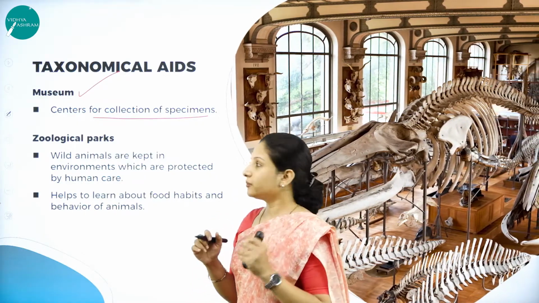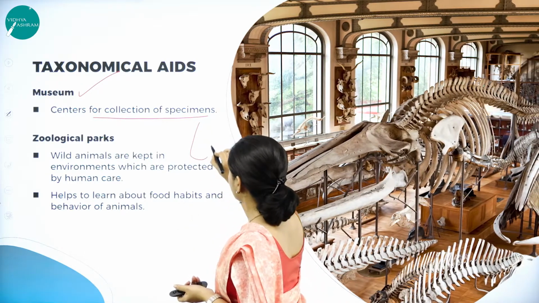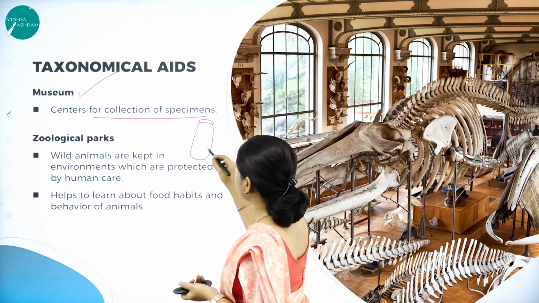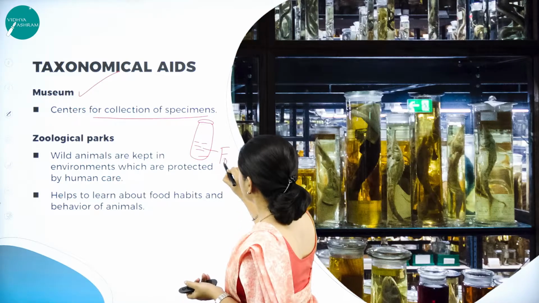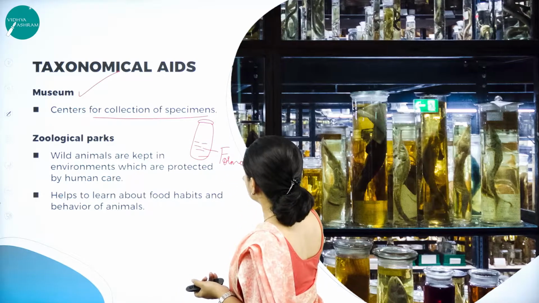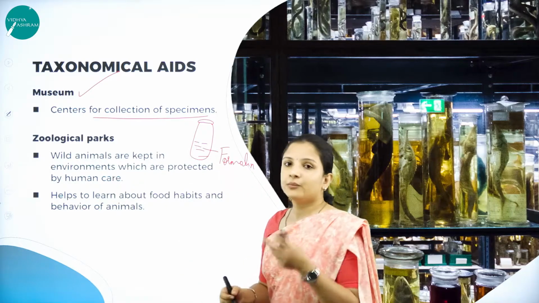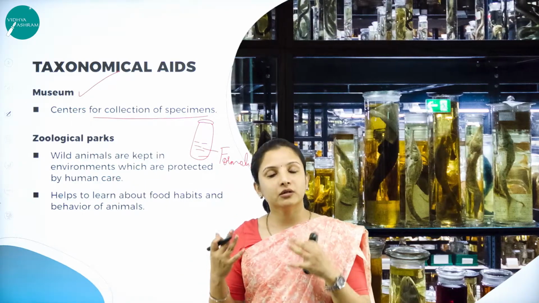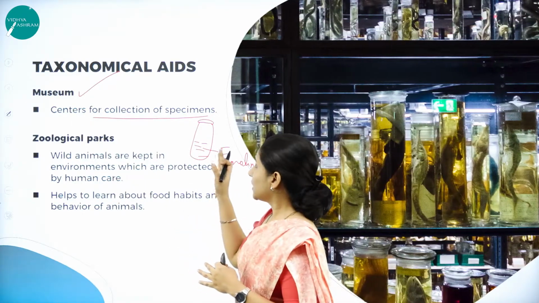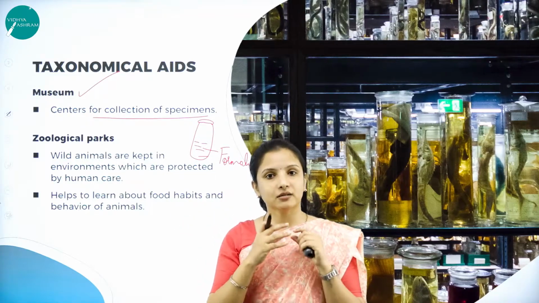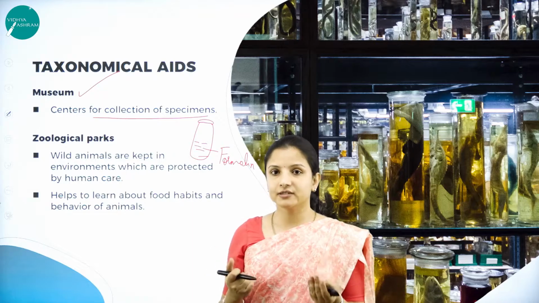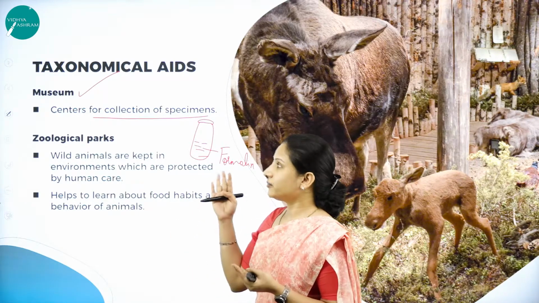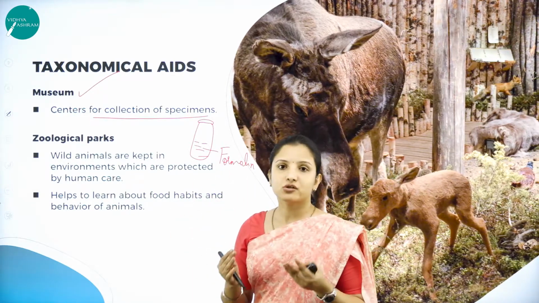They will be put in a specimen bottle which has a cap. In the specimen bottle, formalin will be there. This solution will preserve the material for many years. So that is how the specimens are collected in the museum. You might have seen them in your school laboratories. So museums are nothing but centers for collection of specimens.